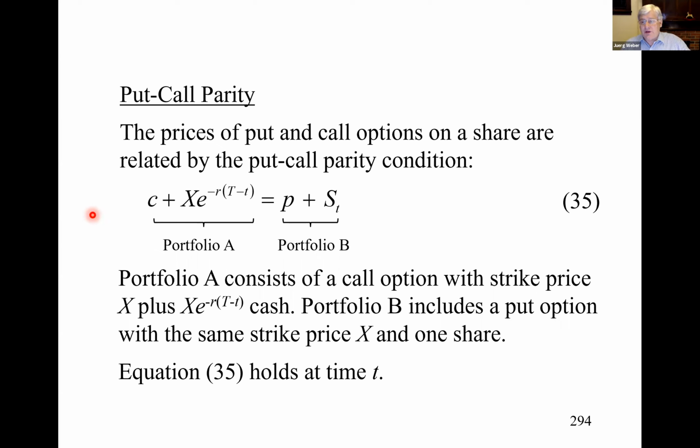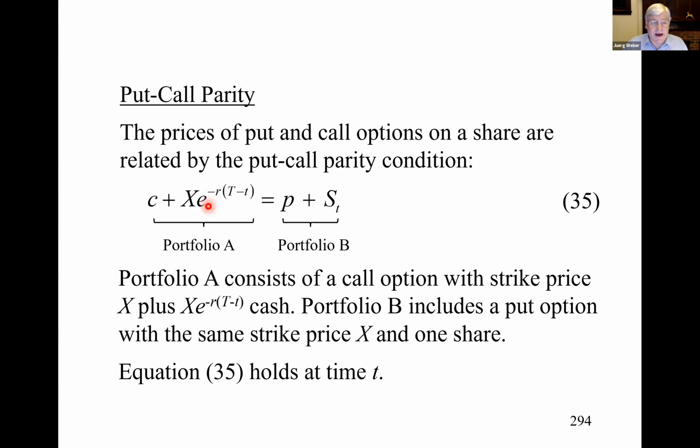Now, equation 35 is a put-call parity condition. It relates the call option price of a share to the put option price on that share. The left side of the put-call parity condition, you can think of as a portfolio. We have one call option with a strike price X, and then we have a certain amount of cash. Actually, it's the strike price discounted.